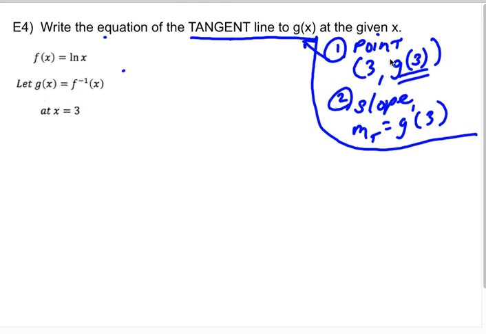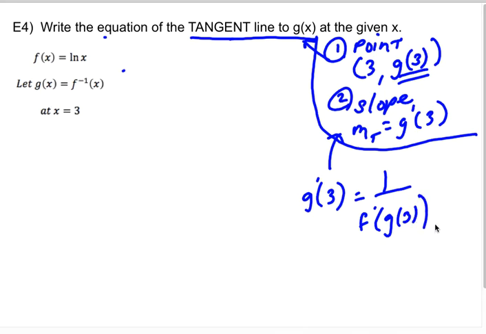So the first thing, I need the point anyway, and I also know that when I'm asked to find G prime of 3, G prime of 3 is going to be 1 over f prime of G of 3 anyway, right? So I'm going to need G of 3 either way we go about this, so I might as well start finding that G of 3 first. I need it for both things, so I might as well go ahead and find G of 3.